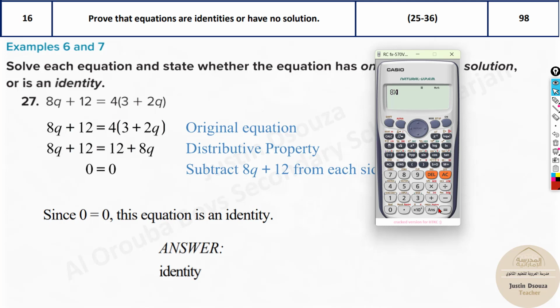8 alpha x plus 12 equals 4 times 3 plus 2q. Close the bracket, shift and solve gives us, say it just gives us 0. Now the thing is, doesn't matter what equation, it'll just give you 0 as the answer, because this is true. This is a possible answer.